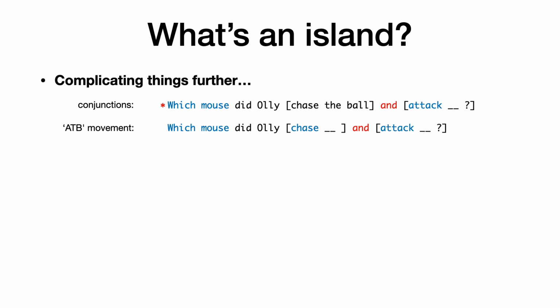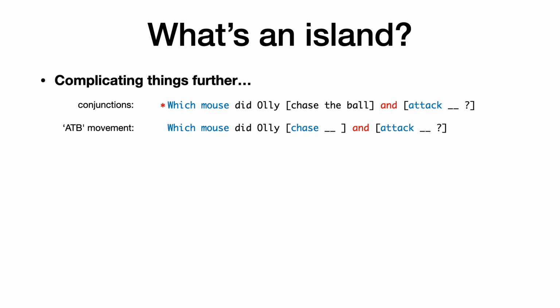But some islands have a loophole. Some islands allow you to repair the structure somehow. Why this is, what this means, what the significance of this is something to ask your syntactician friends. But as we observed, if you have a conjunction, it sounds a little funny to move out of one of the conjoined phrases. Which mouse did Ollie chase the ball and attack? Sounds pretty weird. But if you are associating that filler with all of the things that have been conjoined, so in this case with all of the verbs in the verb phrases that have been conjoined, it sounds better.